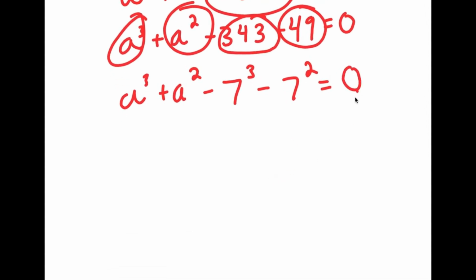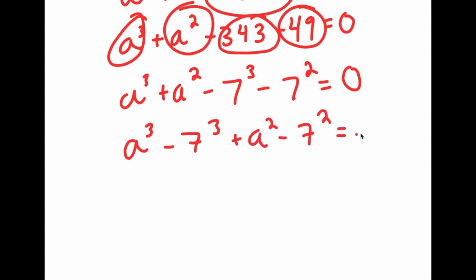Sorry, this is 0. And now I'm going to change the order to group the cubes and then group the squares. So I have a to the power of 3 minus 7 to the power of 3 plus a squared minus 7 squared is equal to 0.